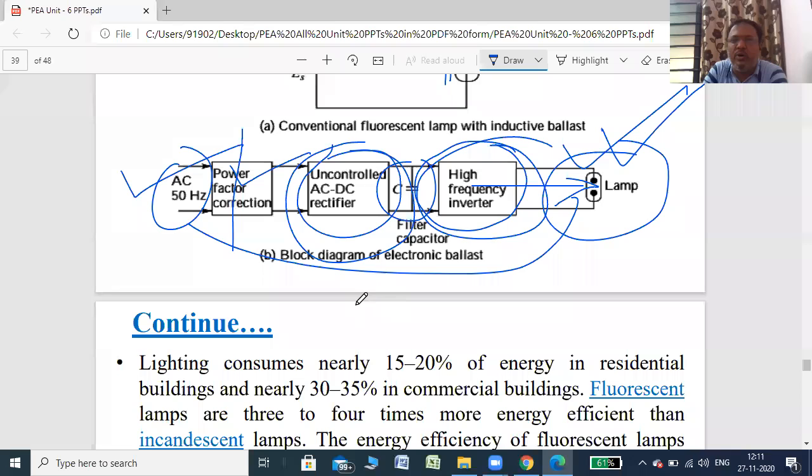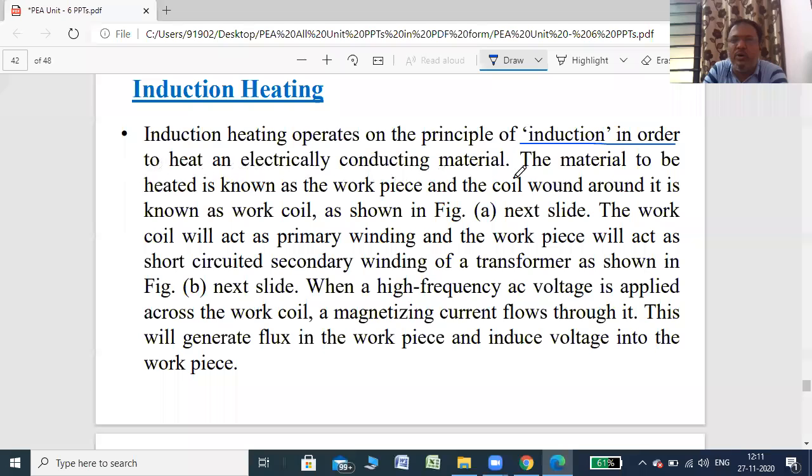Okay. Now induction heating. Induction heating operates on the principle of induction. Induction means what? In order to heat the electrically conducting material, right? The material to be heated is known as the workpiece, right? If you connect a coil to the iron workpiece, and if you pass current through that particular coil, then definitely that workpiece, maybe a metal part or maybe iron, is heated. As everyone knows, we use this kind of principle in a heater, right? So that is the basic principle.